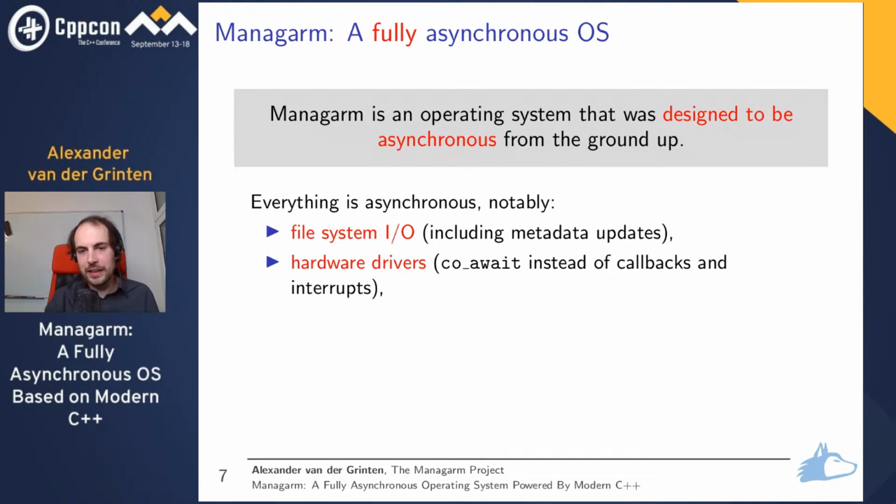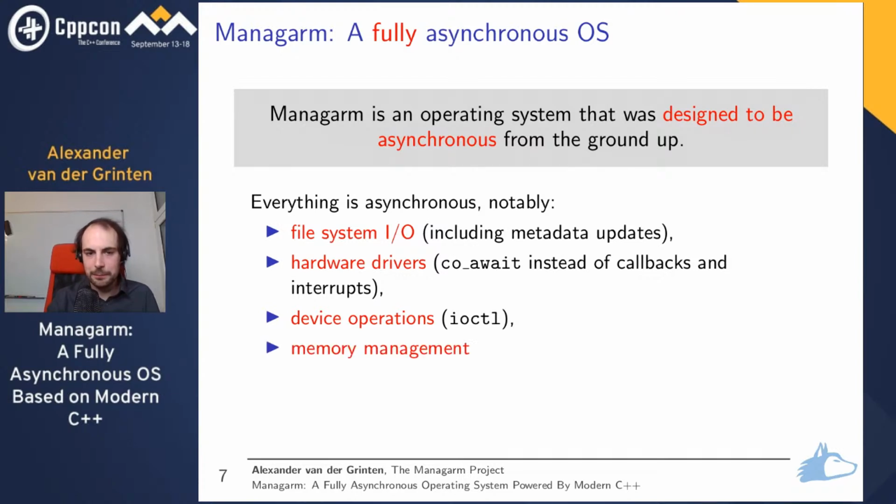Our drivers are fully asynchronous, so internally we can often use coroutines instead of callbacks. Interrupt processing becomes a lot easier. That's something that we'll see later during this talk. And also stuff like device operations, I/O control in Unix, are asynchronous in Managarm. So there's no restriction for asynchronous code here.